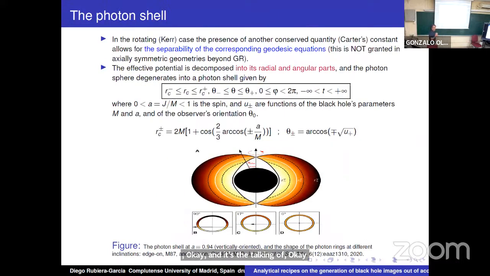As promised, things get really complicated, really messy in the case of Kerr. So there is not a single photon sphere. For Schwarzschild the photon sphere is completely spherical. The geometry is spherical. As soon as you get rotation, spherical symmetry is lost, it's broken, and then things get very messy.